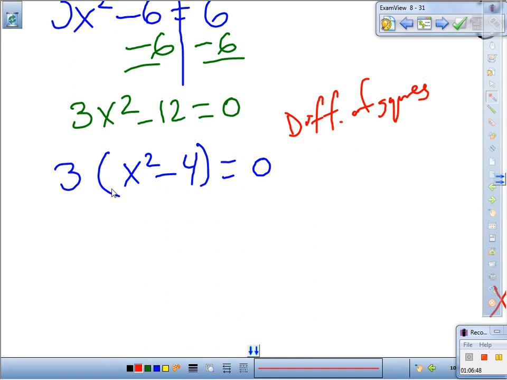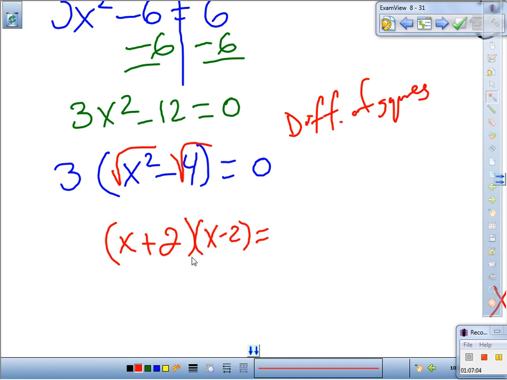That means that it needs a pattern, right? What is the square root of this? It's x. Square root of this, 2. If it has a subtraction, then that means this can be written as x plus 2, x minus 2. Bring down the 3, and all that equals 0.